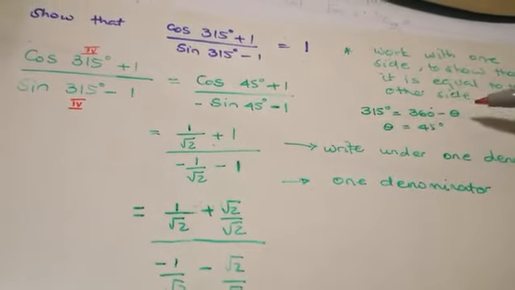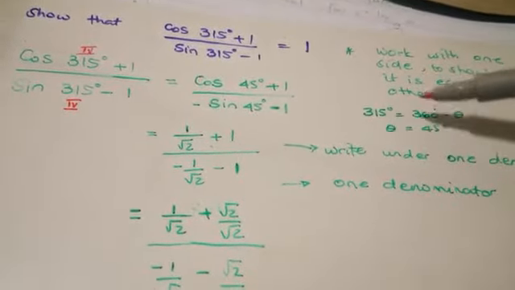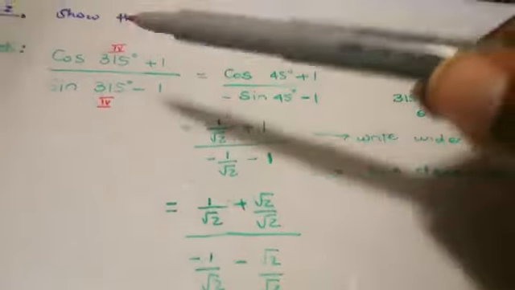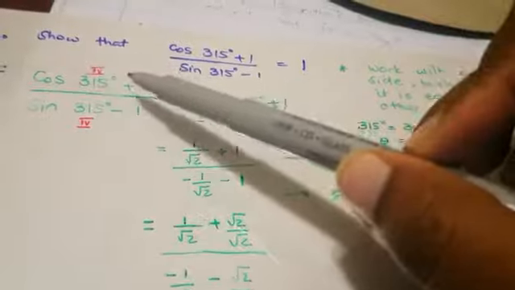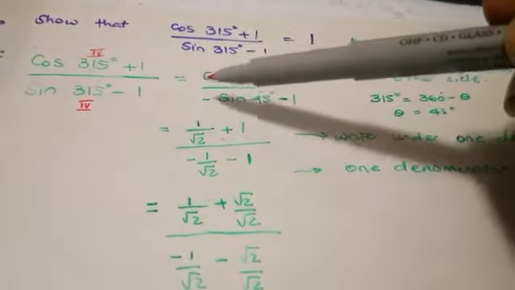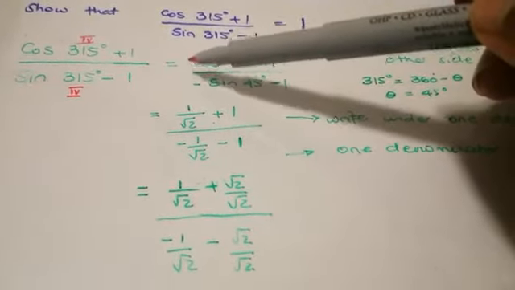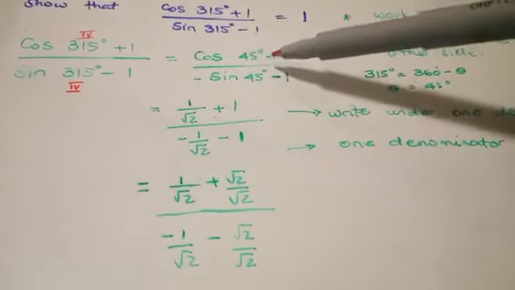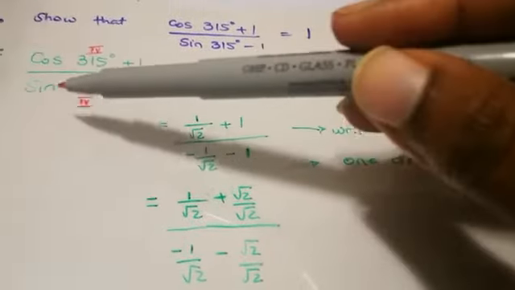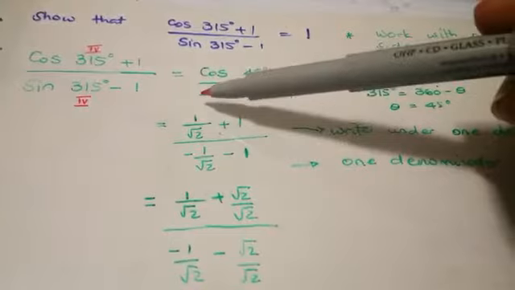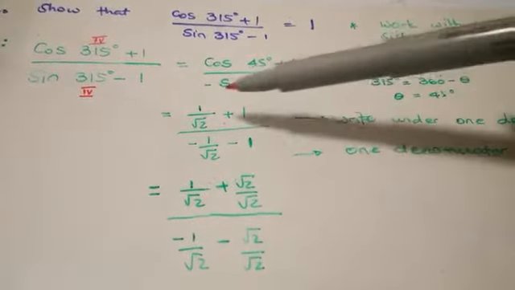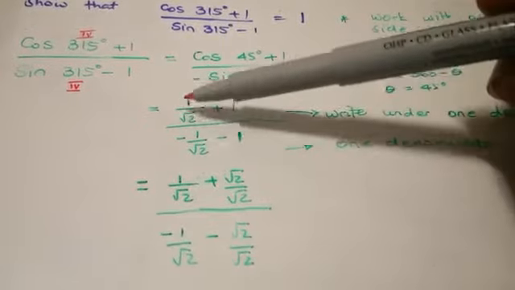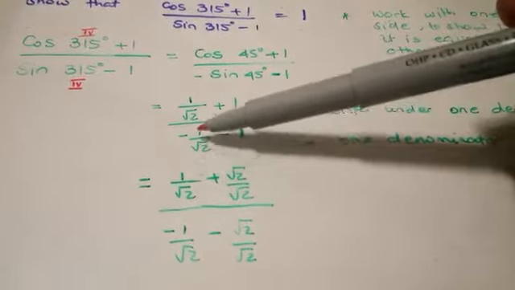Okay, so 360 minus theta, again you solve for theta, so theta becomes 45. So that means cos, because it is in the fourth quadrant, cos is positive in the fourth quadrant. So that's why here we've got cos 45. And then sine is negative in the fourth quadrant. So we are going to have negative sine 45 minus 1. And then cos 45 is 1 over root 2. Sine 45 is 1 over root 2.